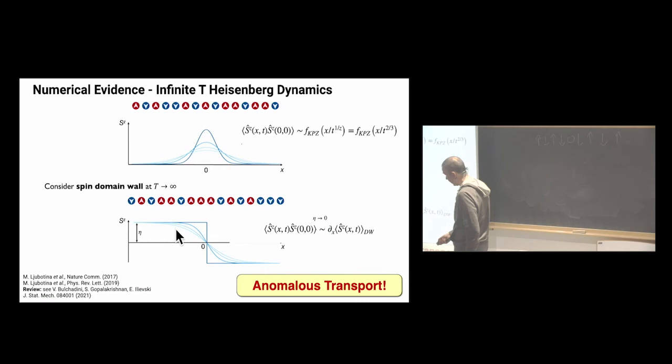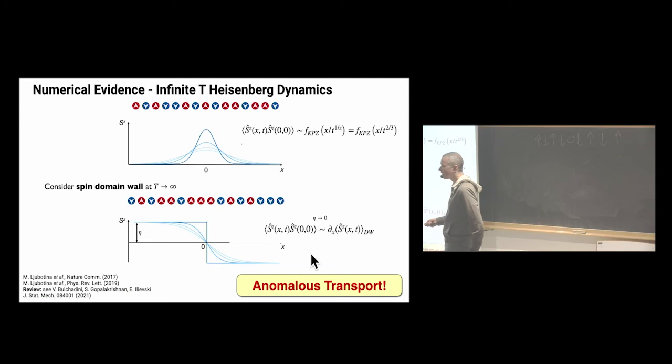Let's imagine to the left of this kink you have a little bit more spin-ups, and here you have a little bit more spin-downs. The visibility is just how many more spin-ups and spin-downs you have to the left and to the right of the system. And in the limit of eta going to zero, this visibility going to zero, you can show that the dynamical spin-spin correlation function is nothing other than the derivative of the magnetization profile of the domain wall. Okay? So if you can measure this over time, you've basically measured the dynamical spin-spin correlation function.